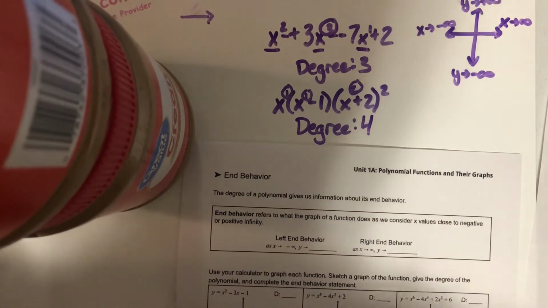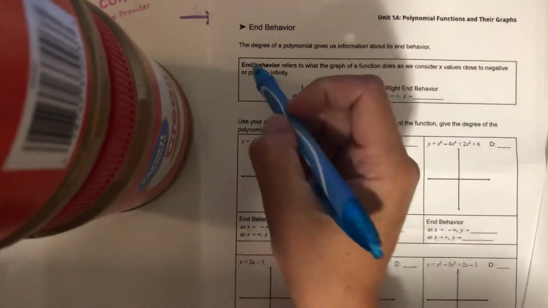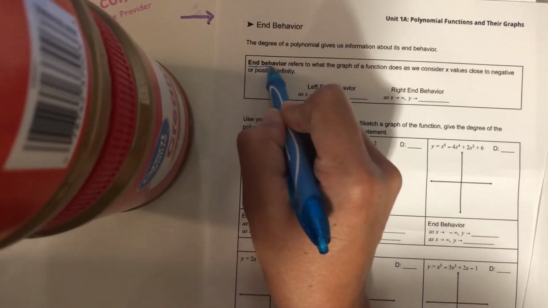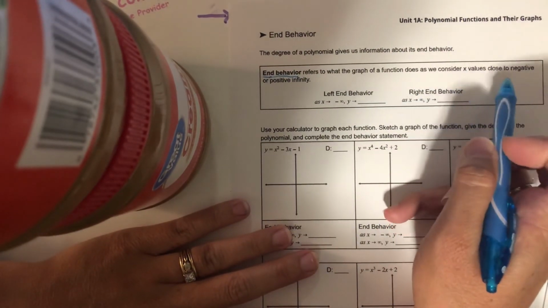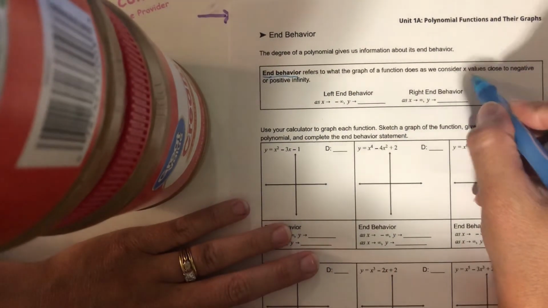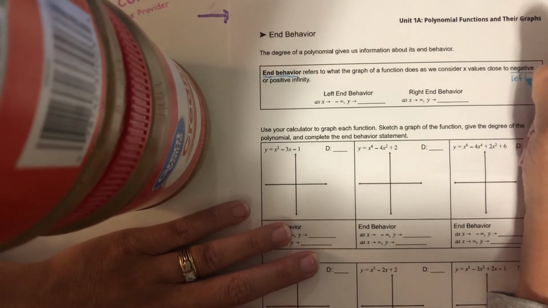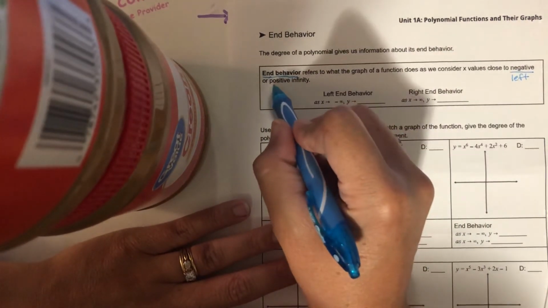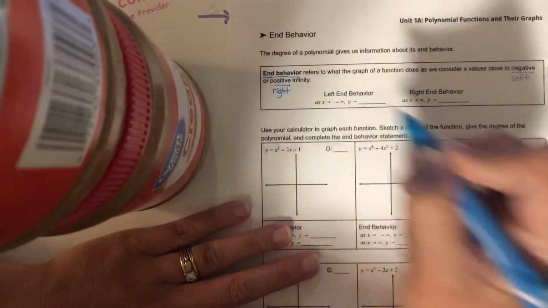Okay, so back to our notes again, and it says end behavior. This new term, the main idea for today, refers to what the graph of a function does as we consider x values close to negative or positive infinity. So we talked about that. x values close to negative infinity means I'm thinking left direction, and x values close to positive infinity means I'm thinking in the right direction.